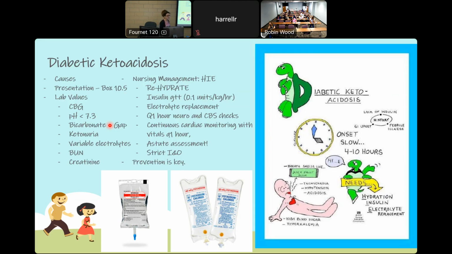Q1 hour neuro, at minimum, Q1 hour neuro and blood sugar checks. Sometimes it's Q30 minutes. This is a very busy patient. You don't want to have two DKAs at the same time.